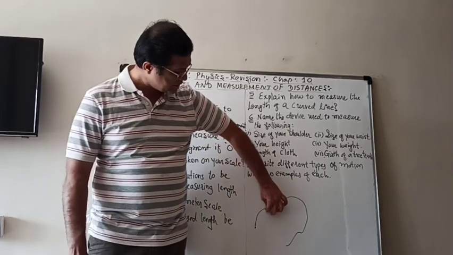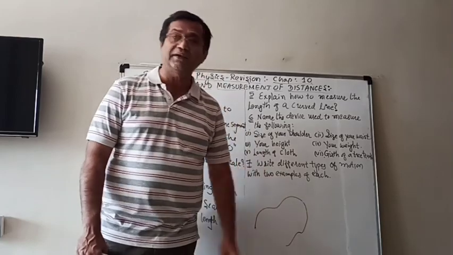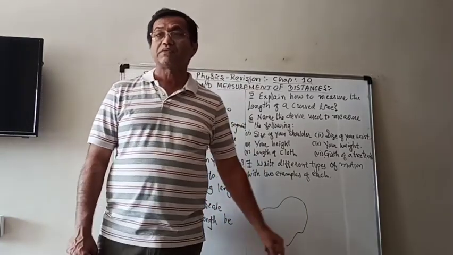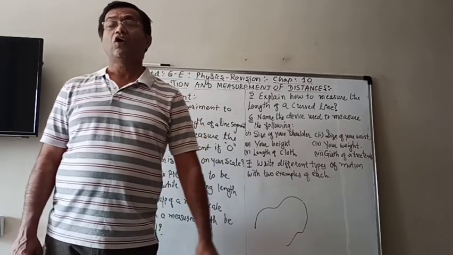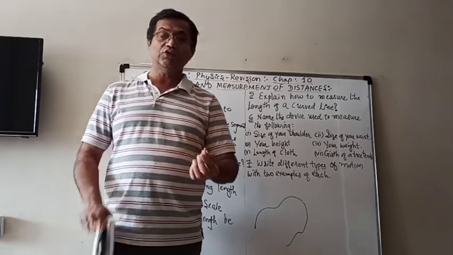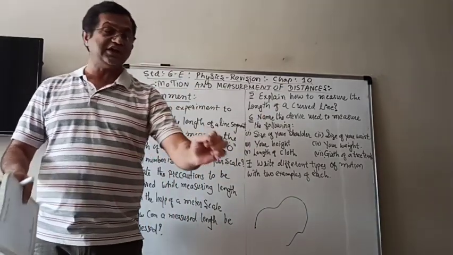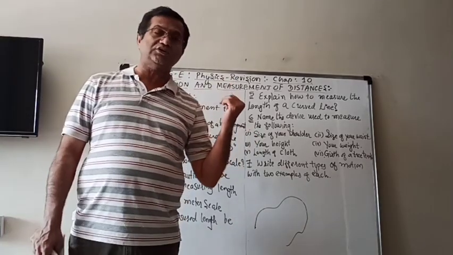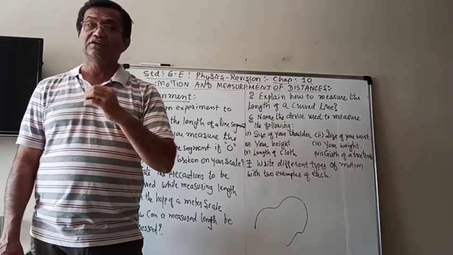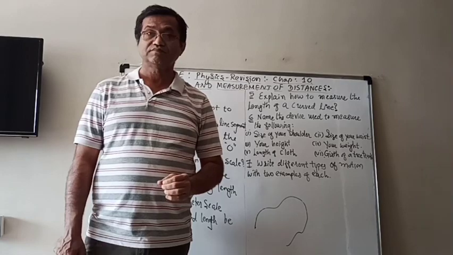Slowly put that thread on the line, go to the end, and at the second end of the curved line, make a sign on that thread. And then what do you do? Then you take the thread, and with the use of a meter scale, starting from 0 or whatever we already talked about, you can find the length, and that gives the length of the curved line.